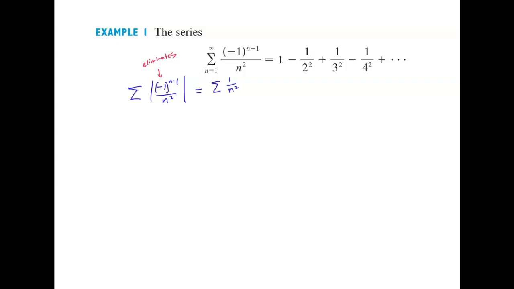Now, is sigma 1 over n squared convergent? And if so, can you give me a proper justification? Good. Convergent. And it would be a p-series with p equals 2, which is greater than 1. And so then I can say, therefore, sigma negative 1 to the n minus 1 over n squared is absolutely convergent.